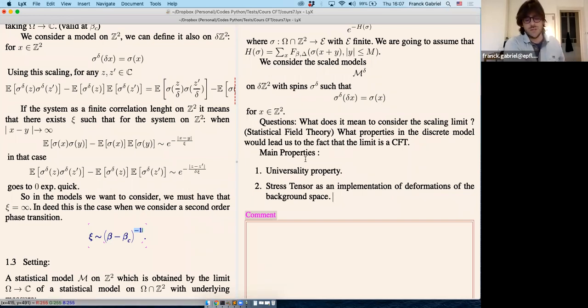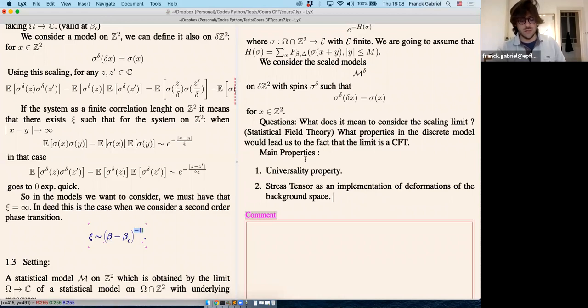Next time, you will tell me if I have to go fast or not, because we will see things that we have almost seen already. I did everything so that now it's supernatural. We'll see what a discrete lattice field is, what a discrete scaling local field is, and what a compatible family of discrete scaling fields is. It will allow us to define what a statistical field theory is.